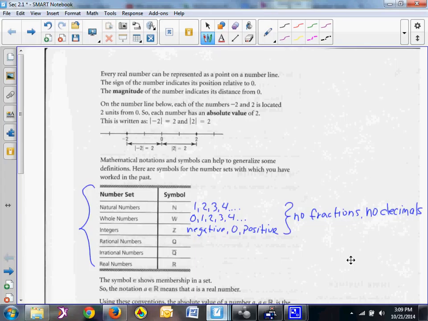Again, I'm not sure why. Maybe because R was used for real. It probably has to do with the Latin word for rational, which I have no idea what that is. So our rational numbers are all of our integers, but they also include fractions. Our fractions have an integer numerator and an integer denominator. What that looks like as a decimal is a terminating decimal. That just means it ends.